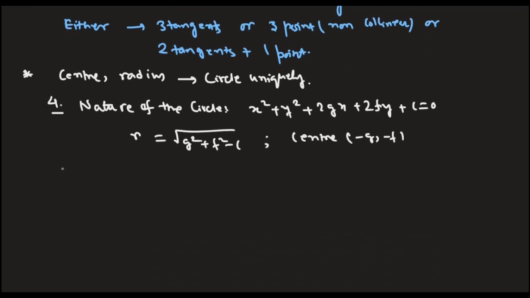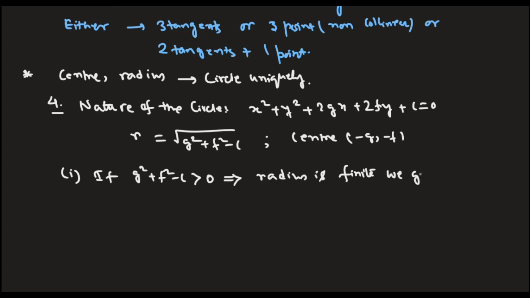Case number 1: if this under-root quantity g square plus f square minus c, which acts like the discriminant in the case of the quadratic equation, and the same thing happens here, is greater than 0, it implies our radius is finite. So we can easily find the unique circle. We get a circle with finite radius.